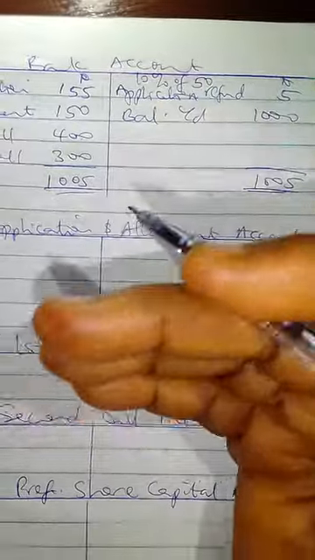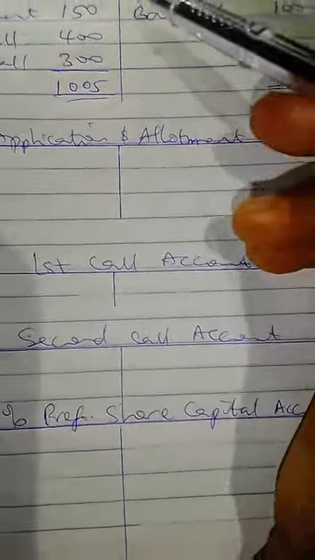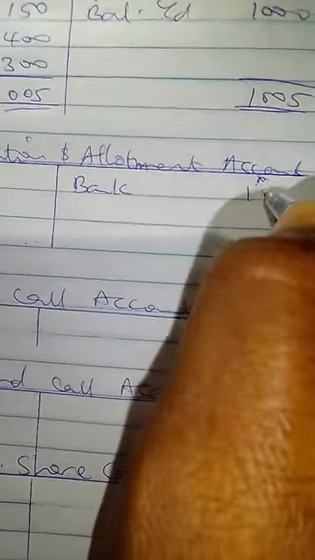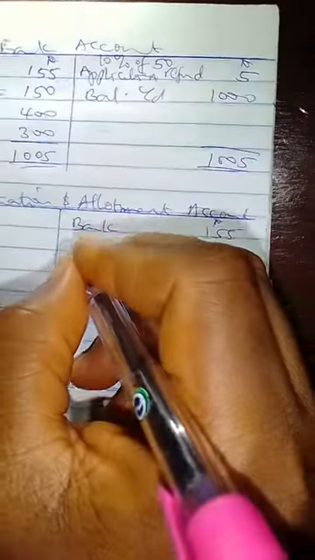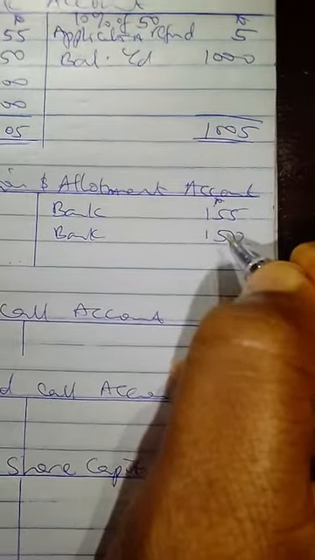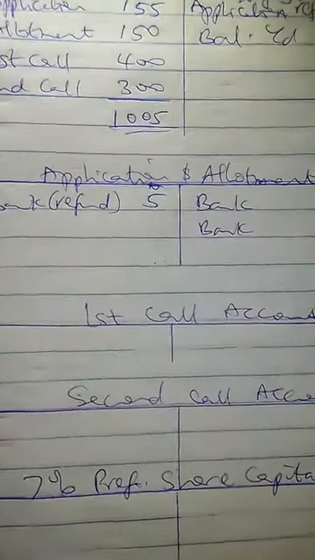Then we go to the application and allotment account. We are going to apply the double entry principle. The application money that we received, 155 naira, you bring to the credit side. You say bank, 155 naira. This is money on application. Then bank again, this is money on allotment, 150 naira. Then there is a refund of money. We also call it bank. This one is for the refund, which gives us 5 naira for the refund of money.